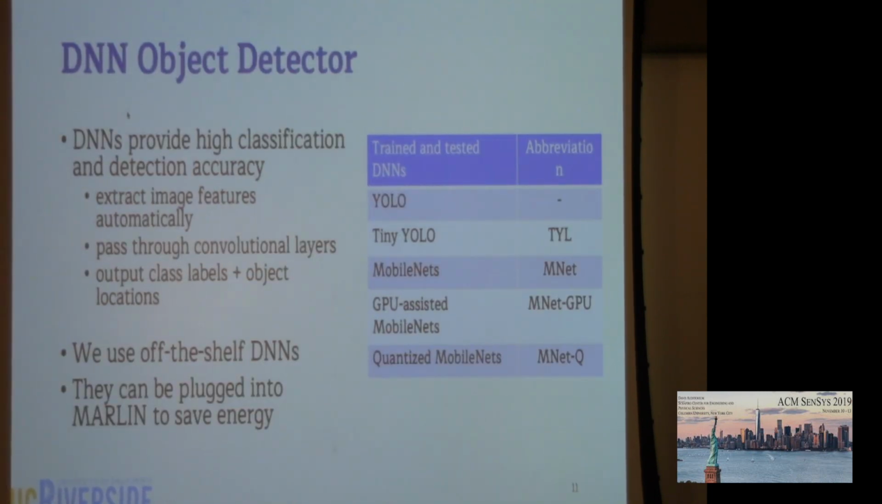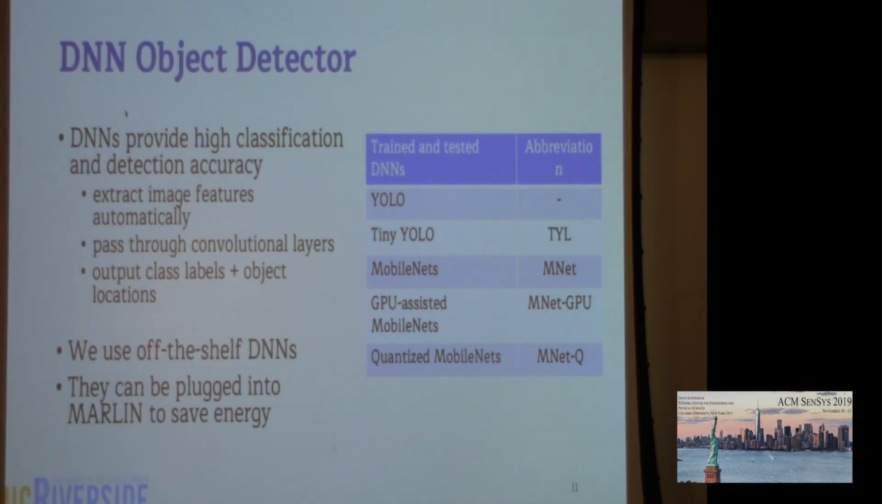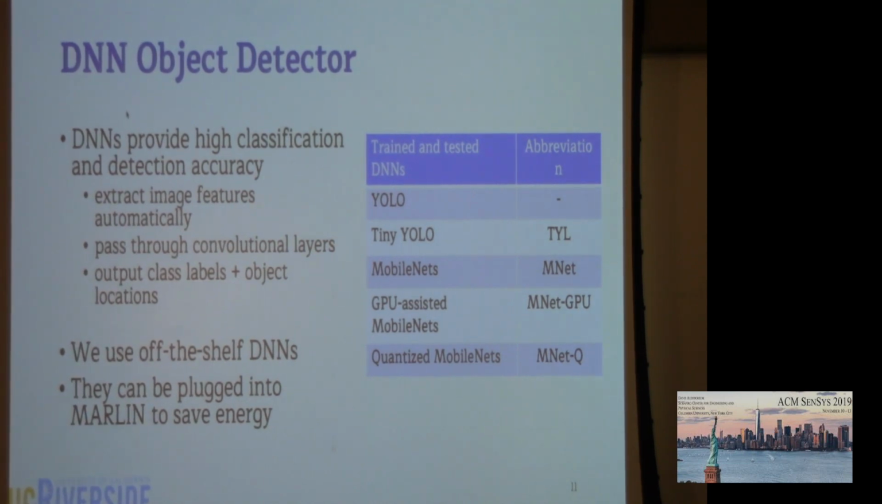So the last component in our system is the DNN object detector. Basically, the DNN can provide highly precise classification and detection. It extracts image features automatically and passes these features to convolutional layers and outputs class labels together with object locations. And we use off-the-shelf DNNs such as YOLO, tiny YOLO, MobileNets, GPU MobileNets, quantized MobileNets. You can plug them into MARLIN, and you save energy.